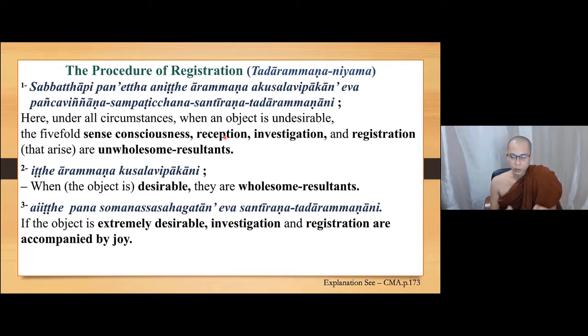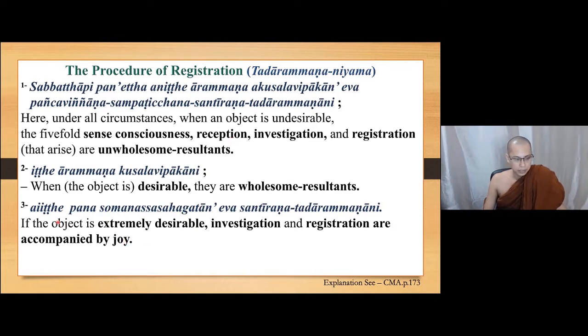So don't forget to review the rootless consciousness again and again, and also the Pakinnaka Cetasika. They are very important. If you understand them properly, the rest will be easier. So here, both types of receiving consciousness are accompanied by equanimity. That's why it does not change to joy.